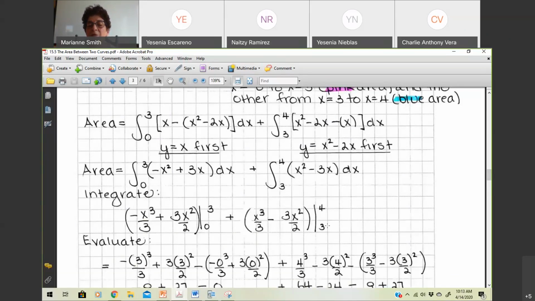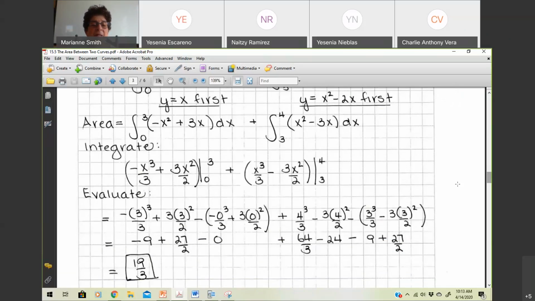And that's evaluated from 3 to 4. The rest is just plugging in the bounds, okay? So this is going to be negative, this is 3 cubed, that's going to be negative 27 thirds, plus, which is negative 9, plus 27 halves, okay? This lower bound, thank goodness, is all zeros. When I plug them in, I get just 0.